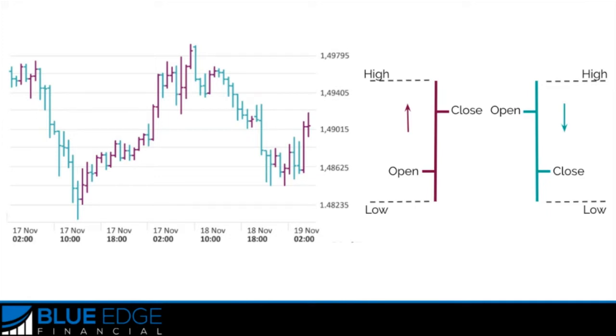To the right, we can see an example of a price bar. The little horizontal line on the left is the opening price. The top of the vertical line defines the highest point of the time period, and the bottom of the vertical line defines the lowest price of the time period. Then where it actually ended up closing out is the little horizontal line on the right.